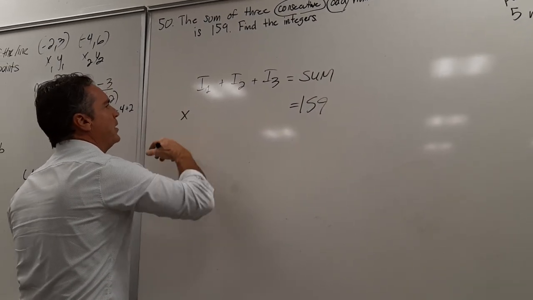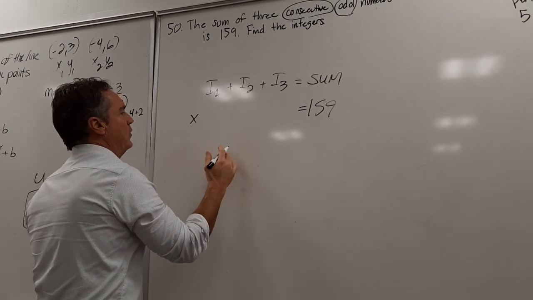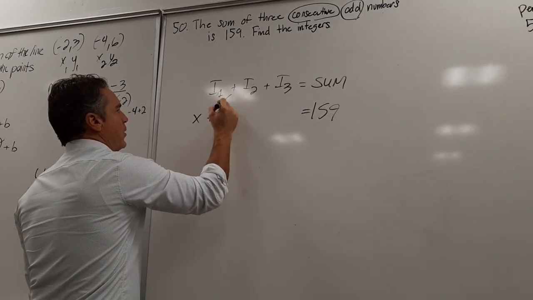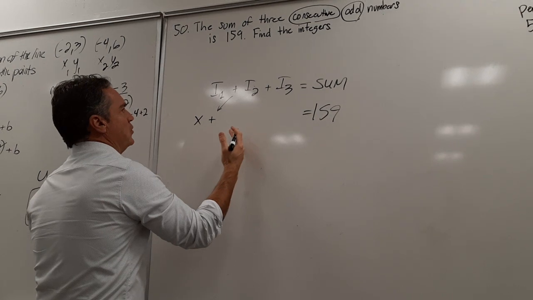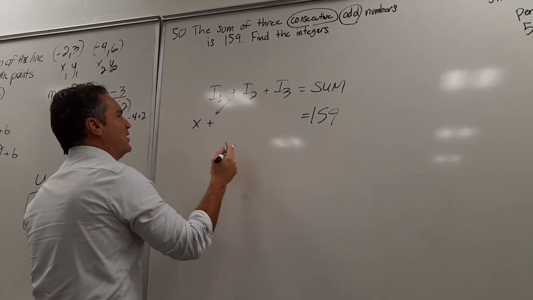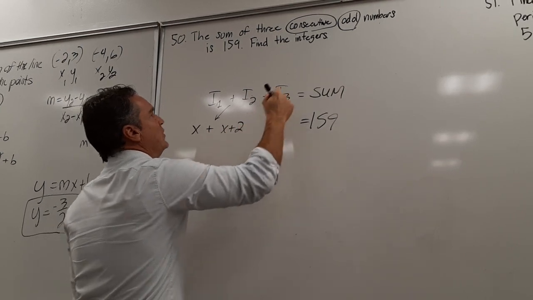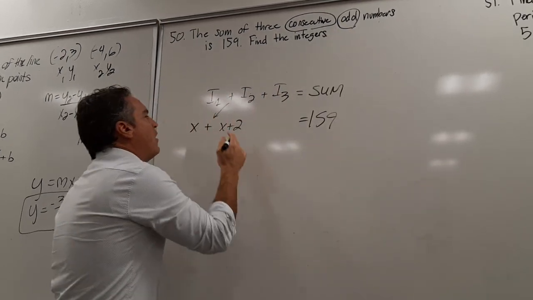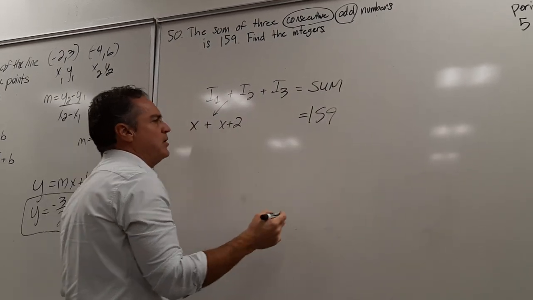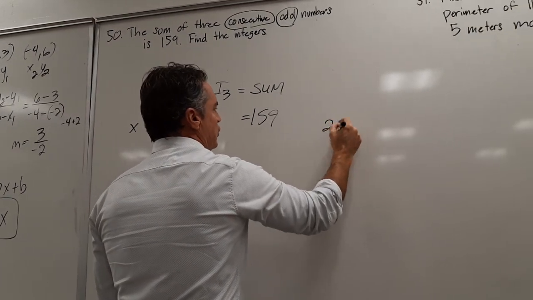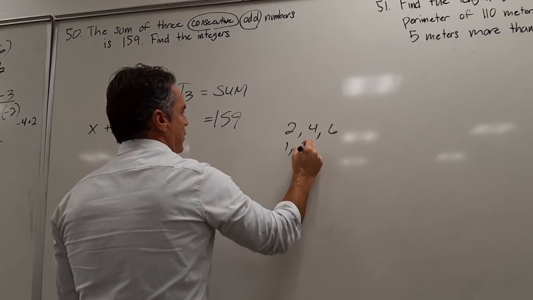So what is my first integer? It is x. Why? Because we always start with x. What is the second integer? Is it going to be x plus 1 or x plus 2? It's x plus 2. Why? Because these are odd. And you say, well, I thought odd numbers were 1, 3, 5, 7. We talked about this a long time ago. 2, 4, 6, 1, 3, 5.